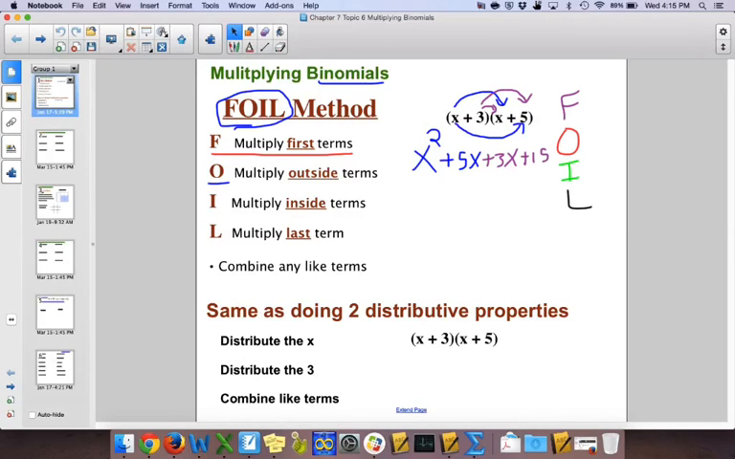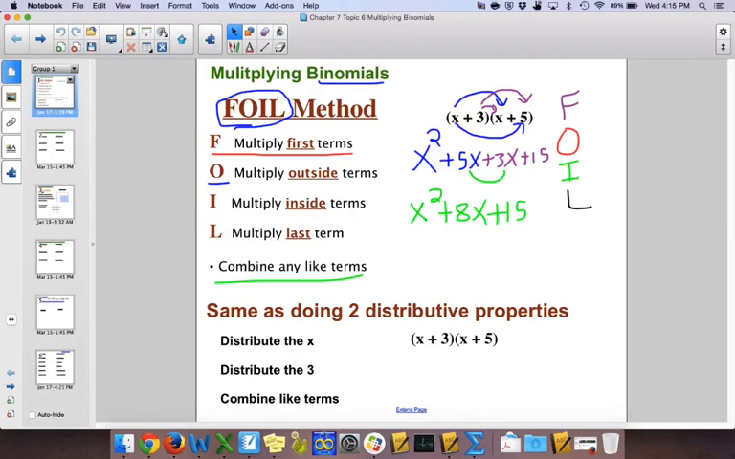Okay, and as you can see, we're multiplying every pair of things. The first pair, the outer pair, the inner pair, and the last pair. And then all you do, as it says here, is combine any like terms. These are both x terms. So the final answer down here would be x squared plus 8x plus 15.